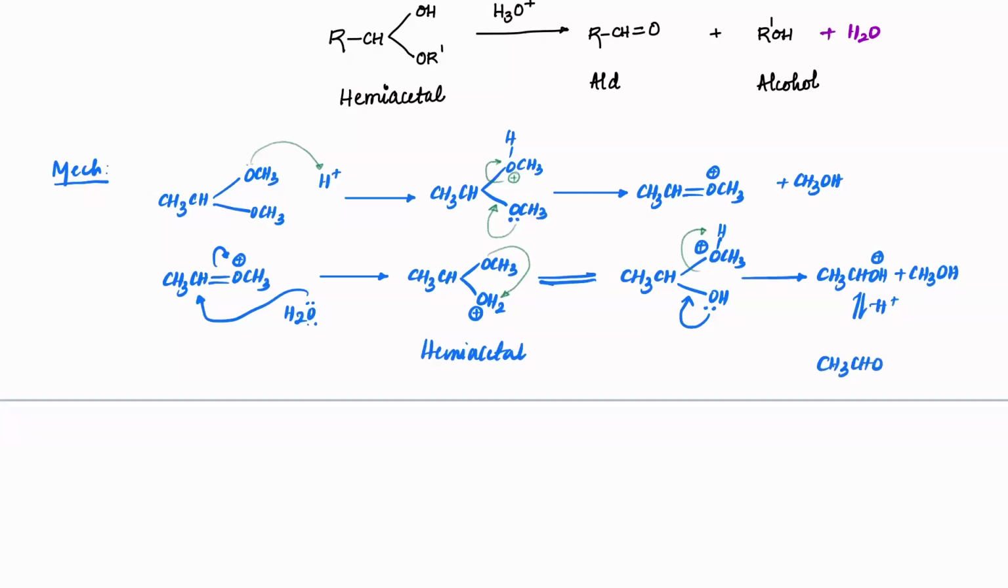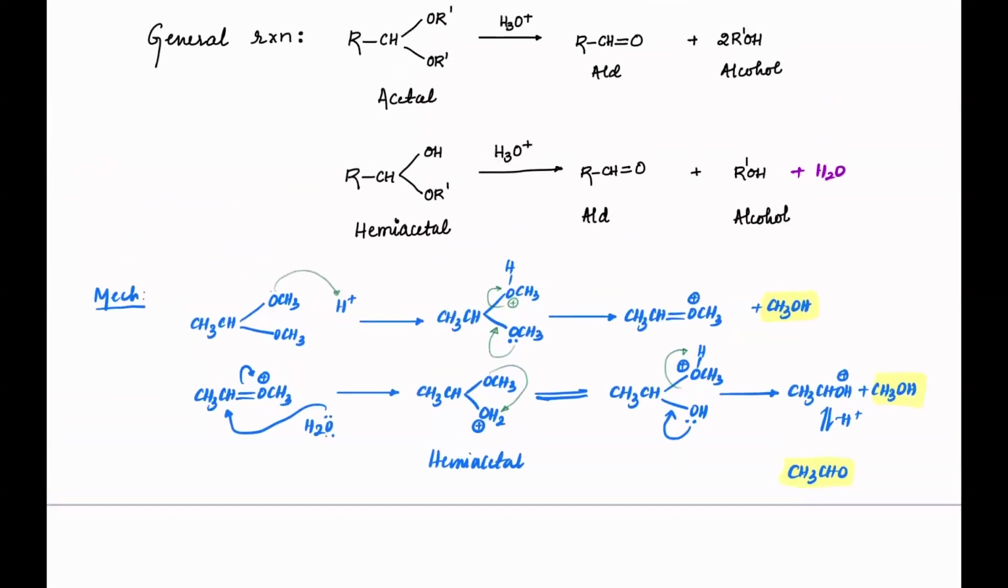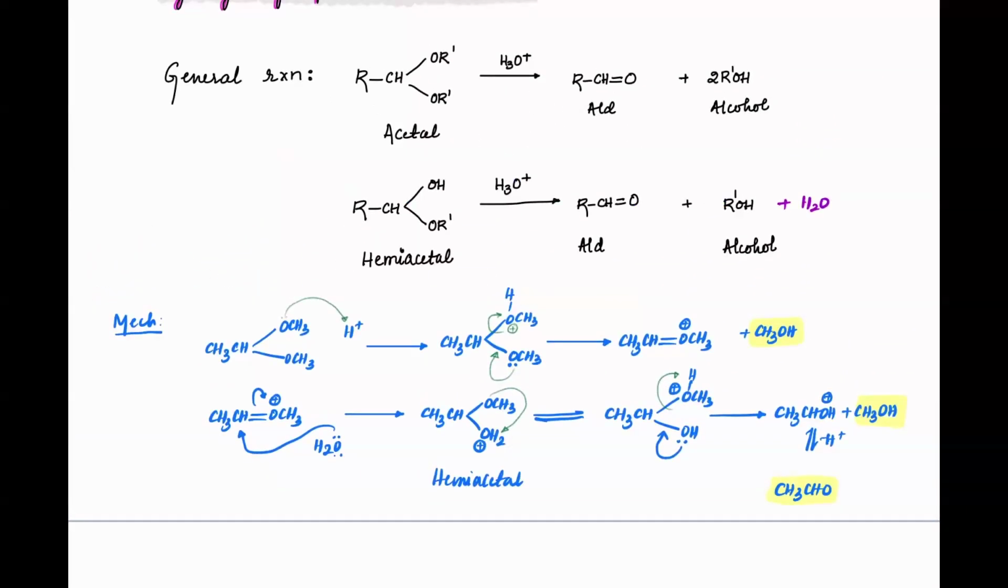So now you can notice the final products here. One is acetal, the other two are methanol. This is methanol. So this is how the mechanism takes place. So whether it is starting from acetal or hemiacetal, hydrolysis will always lead to formation of aldehydes.